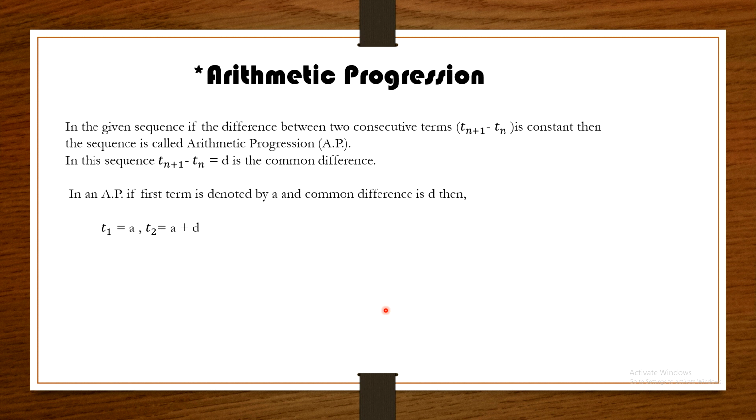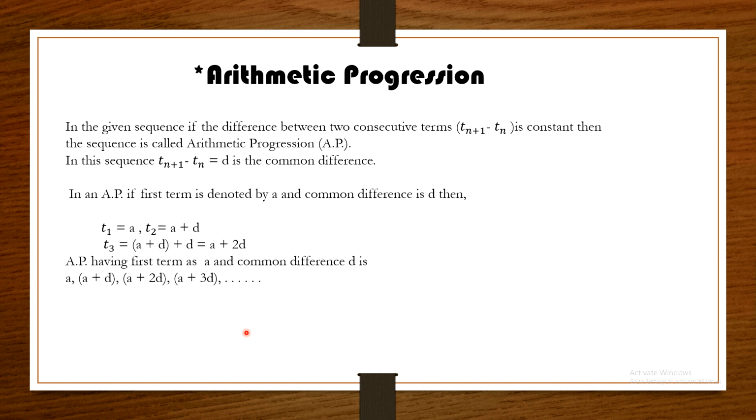Then we can write the terms of an AP as T1 is A, T2 is just add D to the first term, A plus D, T3 is T2 plus D, that means A plus D plus D, A plus 2D. So we can write the AP as A, A plus D, A plus 2D, A plus 3D and so on.